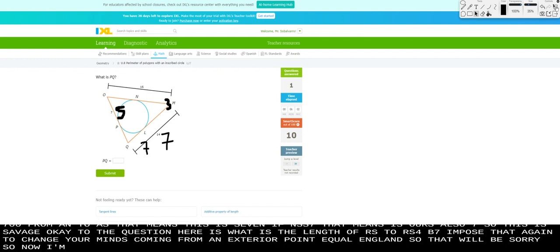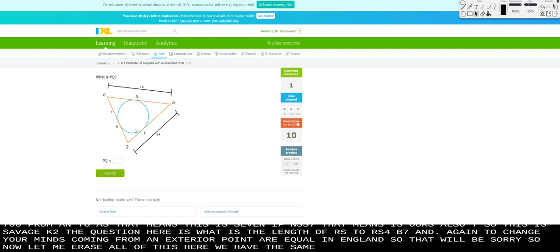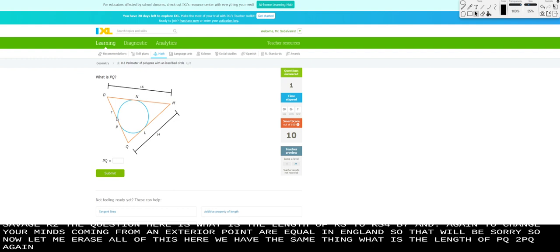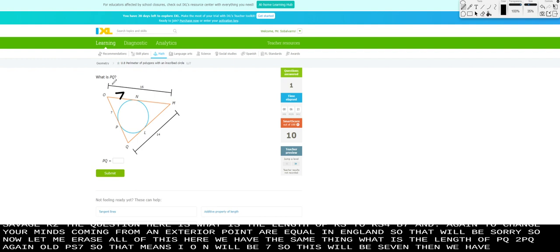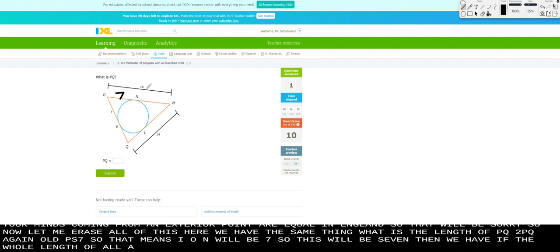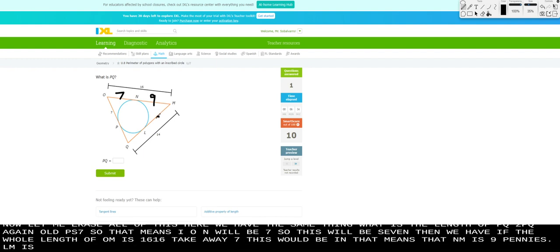So now let me erase all of this. Here we have the same thing. What is the length of PQ? Again, OP is 7, so that means that ON will be 7. Then if the whole length of OM is 16, 16 take away 7 means that NM is 9. That means that LM is also 9.